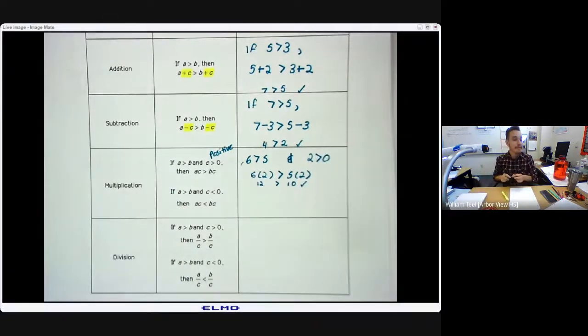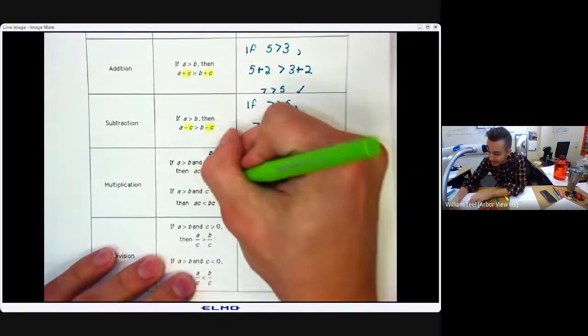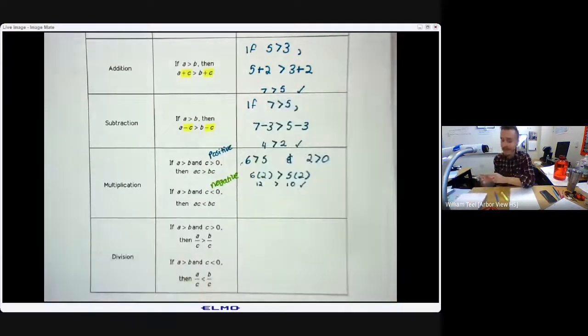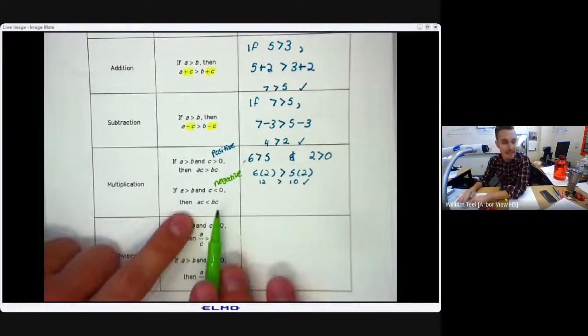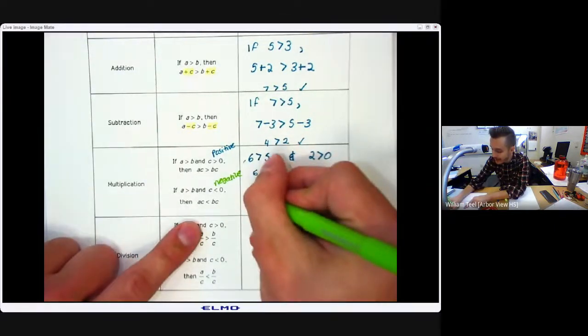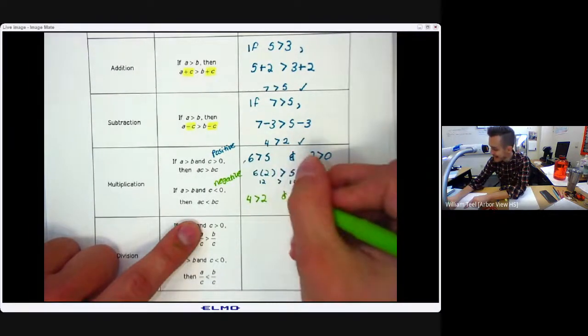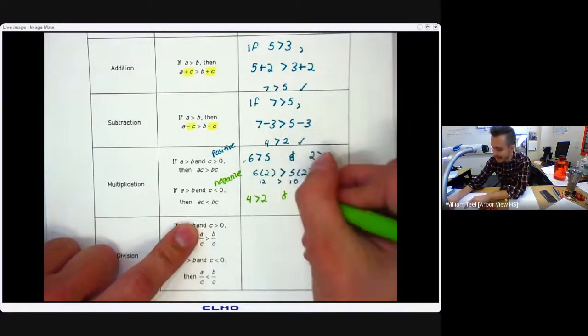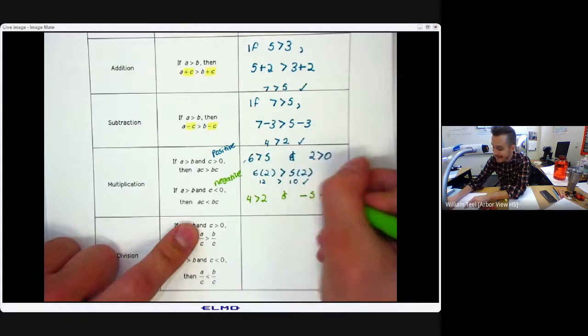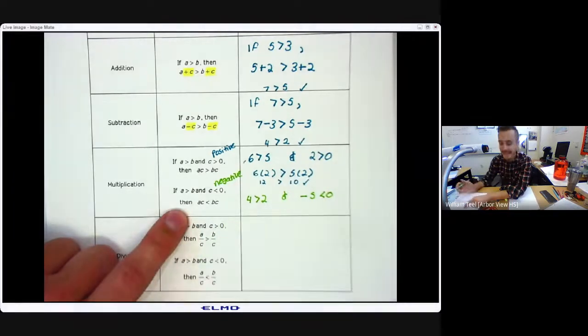Now on the alternative, if A is greater than B and C is less than 0, so essentially if C is negative, the same property holds, but the symbol is flipped. So we have A times C is less than B times C. For example, if we had 4 is greater than 2, so we're saying A is 4, B is 2, and let's say that C is some negative number, let's say -5. -5 is less than 0, okay?